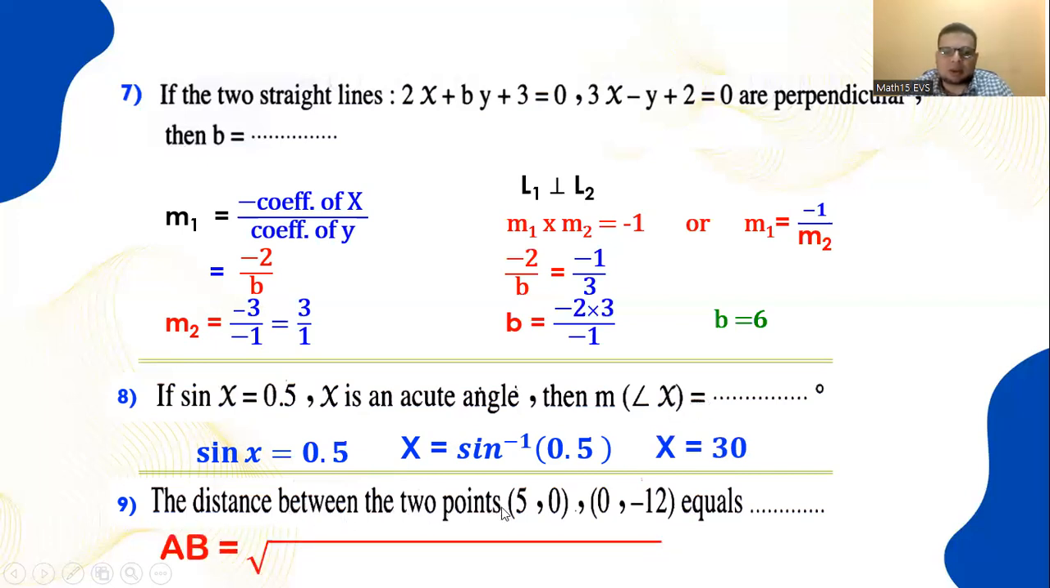Number 9. I need the distance between the two points (5, 0) and (0, -1). The rule of the distance is square root. This is point A and this is point B. So the length equals the square root of the difference between x and x to the power 2 plus the difference between y and y to the power 2. So 5 minus 0 to the power 2 and 0 minus -1 to the power 2.